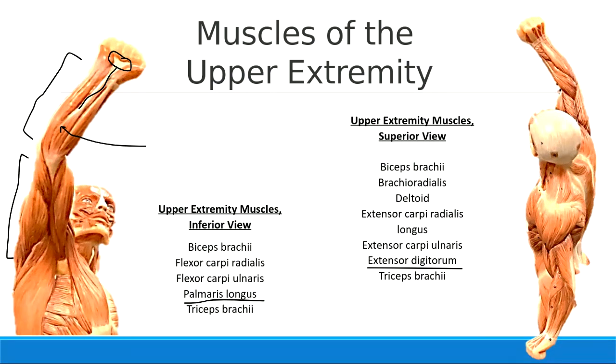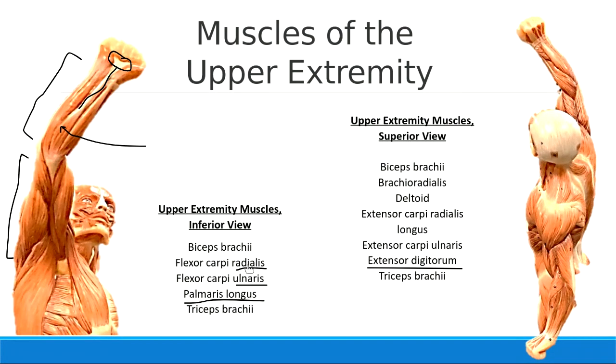Once I find the middle one, palmaris longus, then I can do my reference points here for flexor carpi radialis and flexor carpi ulnaris. These are muscles that have information about their attachment sites or where I'd find them. So not a trick question.